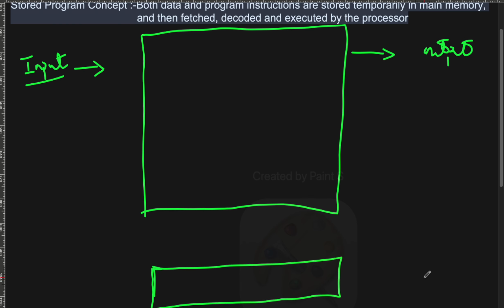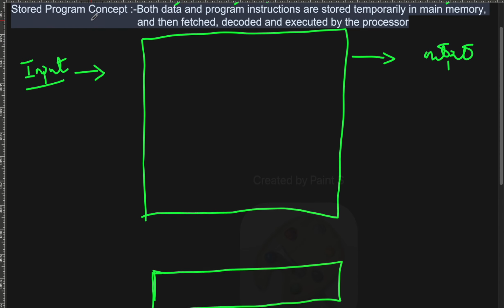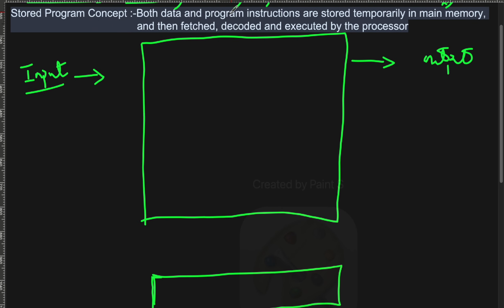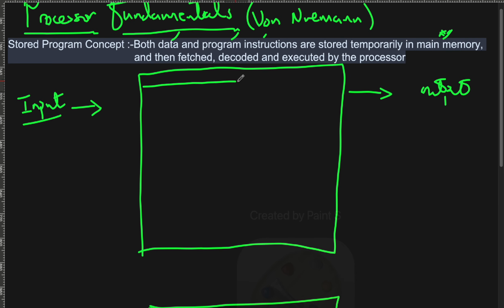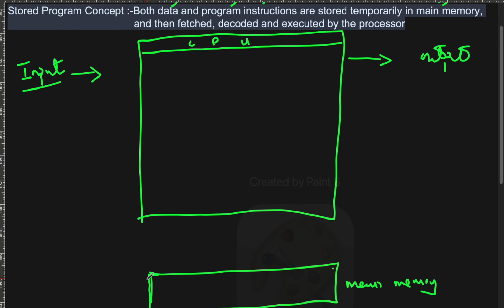Right. Some of the things that we are supposed to appreciate with the von Neumann architecture are these. We already mentioned the stored program concept, where data and programs are supposed to be stored temporarily in the main memory. So this is going to be acting as our main memory, and this is going to be acting as our CPU, the central processing unit. Programs stored in the main memory are supposed to be fetched from there into the CPU.